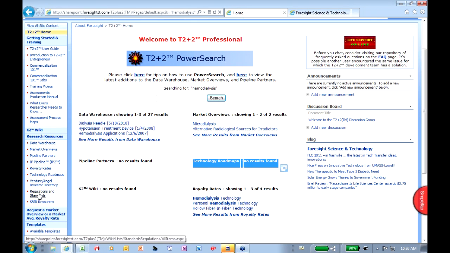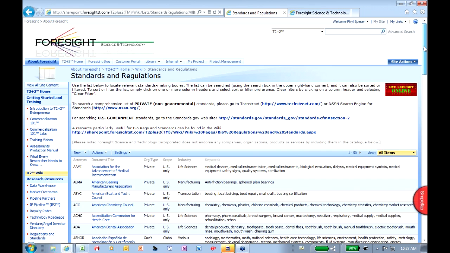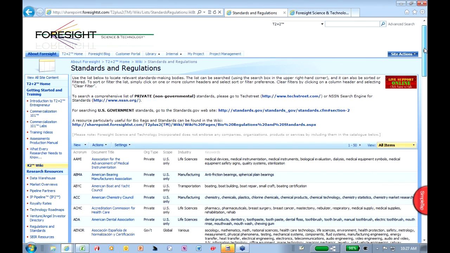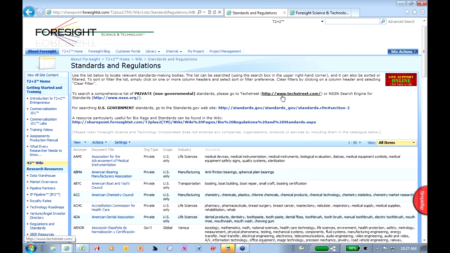There is also over here a tool that's useful, which is if you're working with a company and they have no idea what are the standards and regulations that apply to them, here is a list of all standards bodies that we could find, as well as some ideas on where else you can go to search for more standards and information as well. So we do have that for you built into here also.